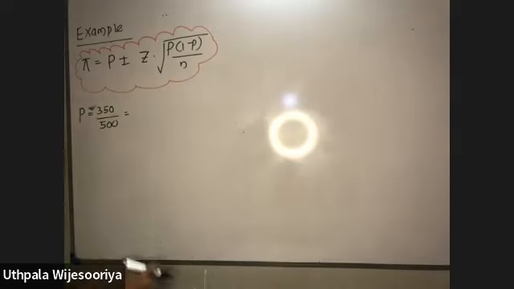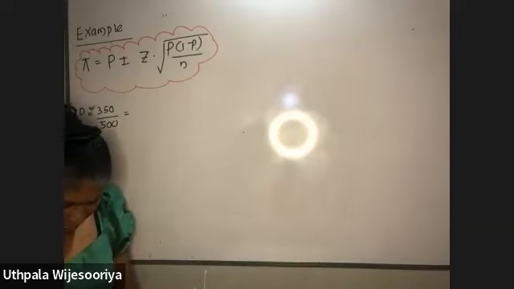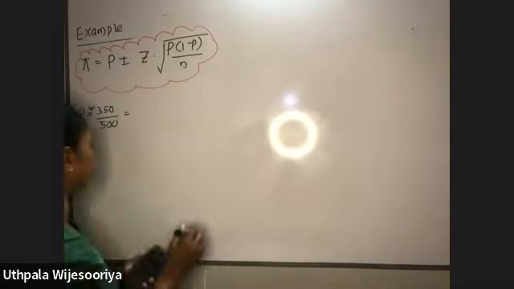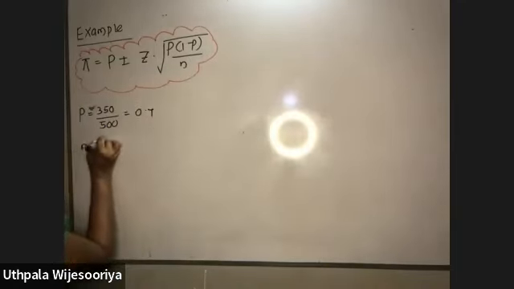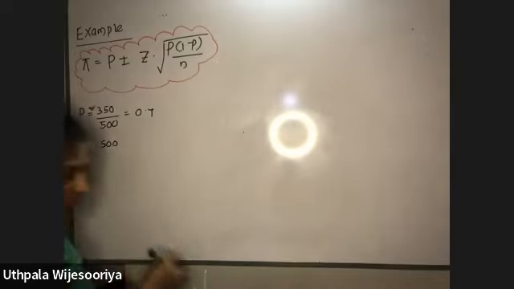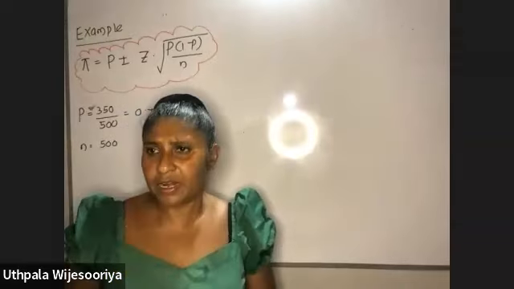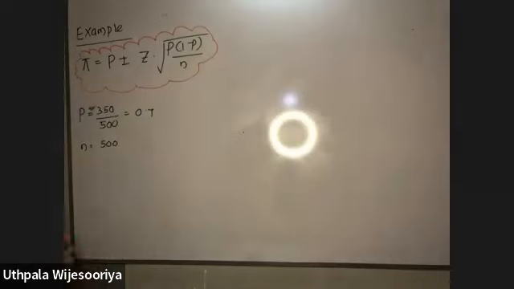So what is your proportion, 350 or 500? It is 0.7, and n is equal to 500. You have to construct a 95% confidence interval. Now find your table value, the table value for a 95% confidence interval.